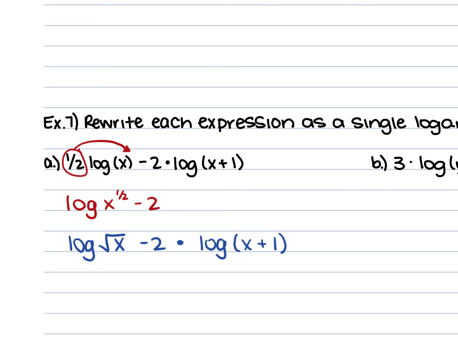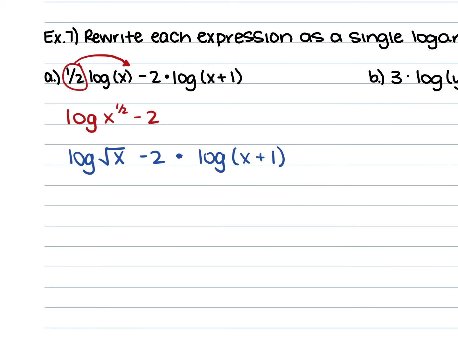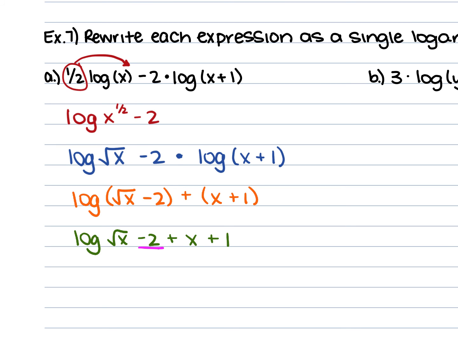Multiplication represents addition. Because multiplication represents addition, you can say that this is the same exact thing as log square root x minus 2, you can put that in parentheses if you'd like, plus x plus 1. From here, you can combine like terms once you get rid of those parentheses. So it's just log square root x minus 2 plus x plus 1. Your like terms are the -2 and the 1. So we can rewrite this as log square root x plus x minus 1.